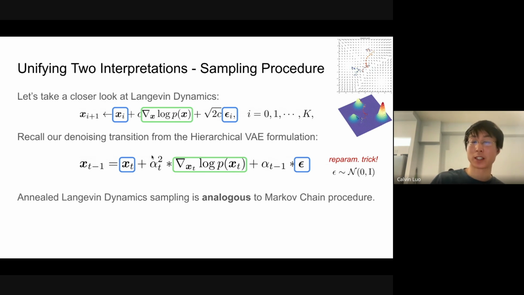Whereas in the hierarchical VAE formulation, the epsilon's interpretation is the reparameterization trick, because this first part is essentially x0, and xt-1 is generated as a sample from a probabilistic decoder using the reparameterization trick, right? But it's very interesting that they have different interpretations. You can think of them in different ways, but the sampling procedure is the same. So annealed Langevin dynamic sampling can be shown to be analogous to Markov chain procedures, ignoring the constants. What we're doing is the same.